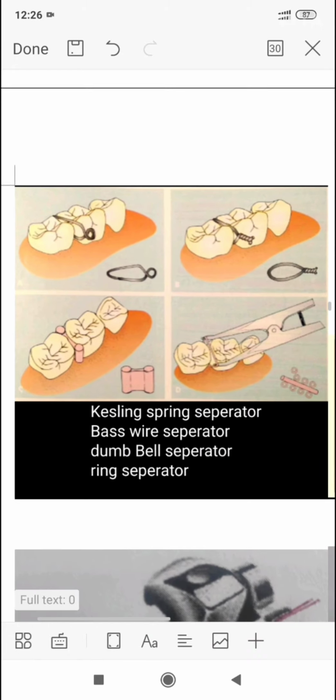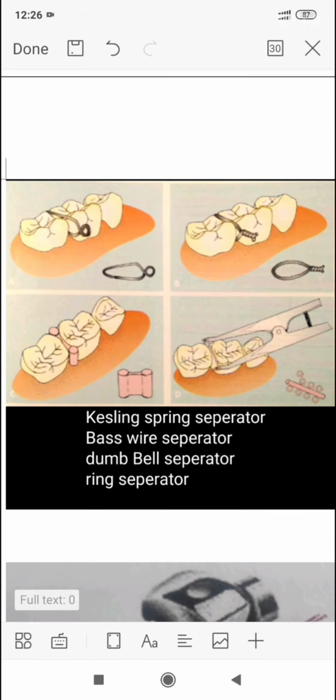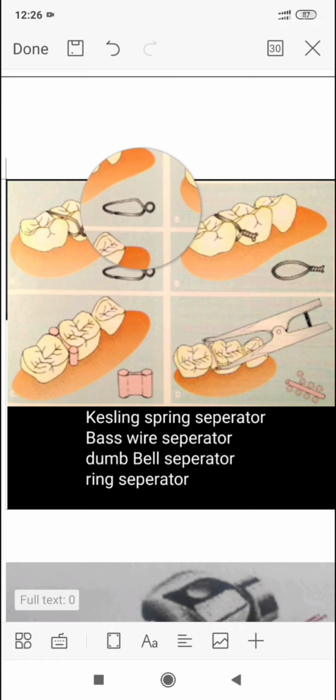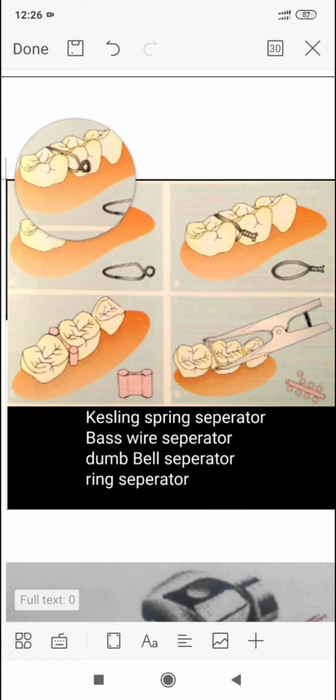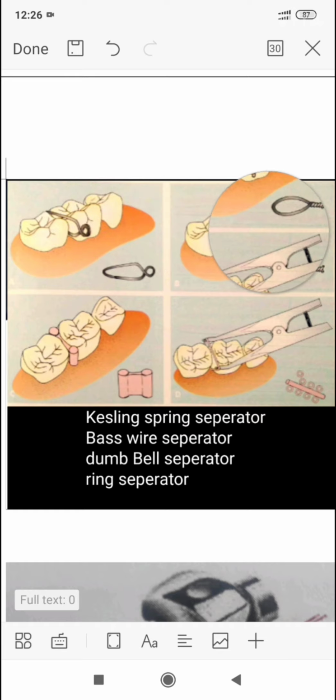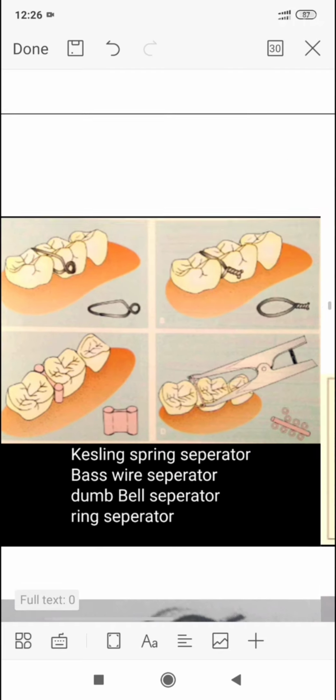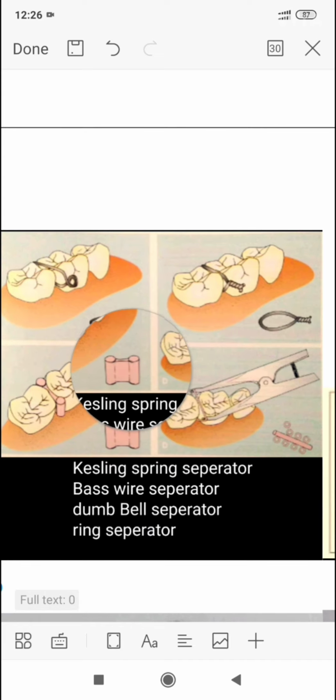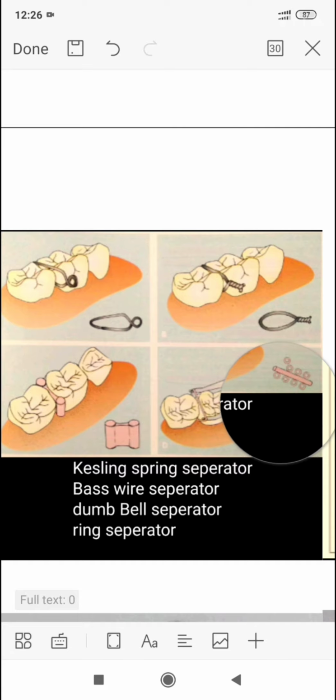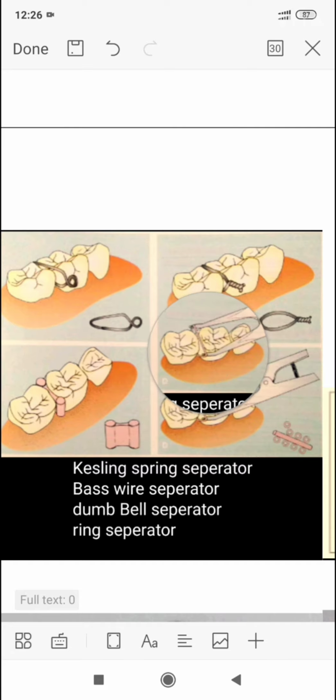So these are the separators that we use. This is a Kesling spring separator. This is a brass wire separator. This is a dumbbell separator and this is a ring separator. It is used like this.